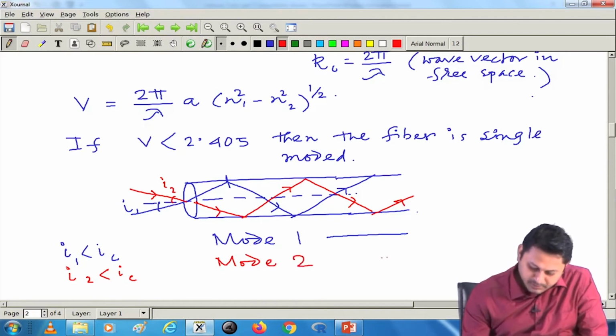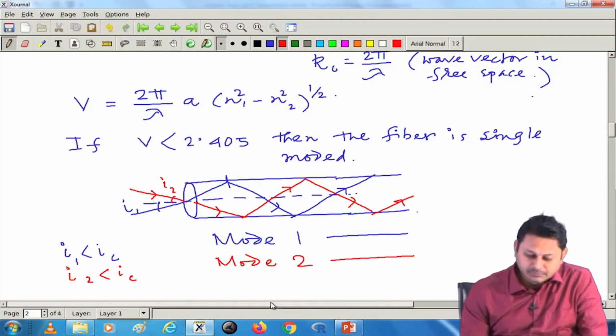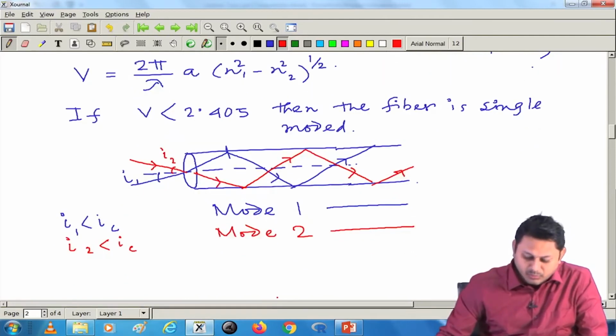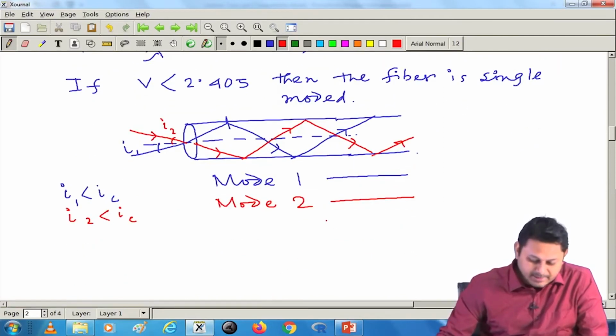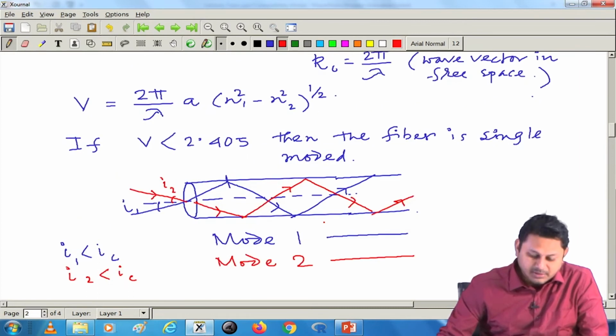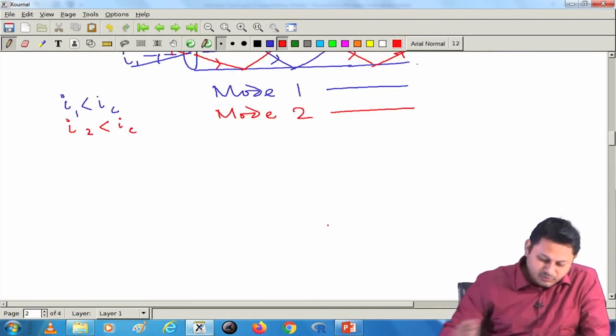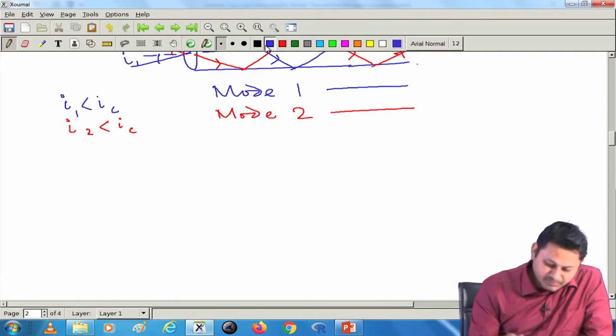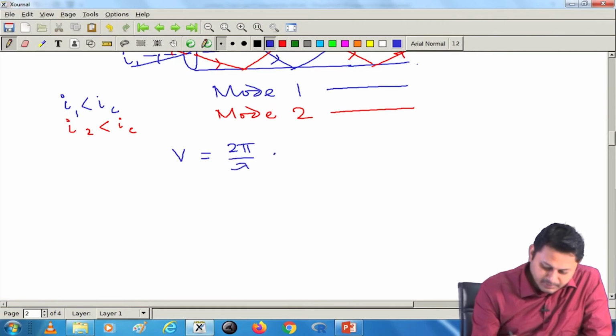Mode 2, this is red line, and so on. Now, the V parameter basically tells us how many rays can propagate through this fiber. If I look very carefully at the expression of the V parameter, it suggests that V is equal to 2 pi divided by lambda times A times NA.